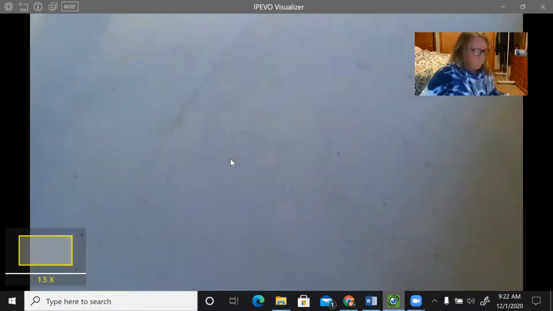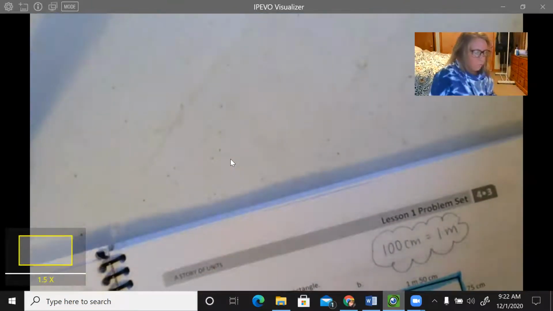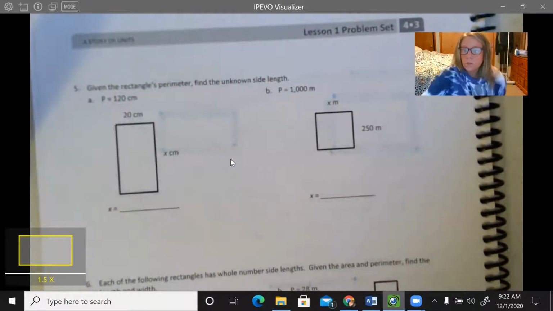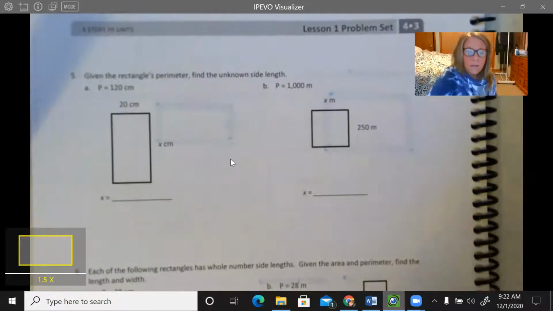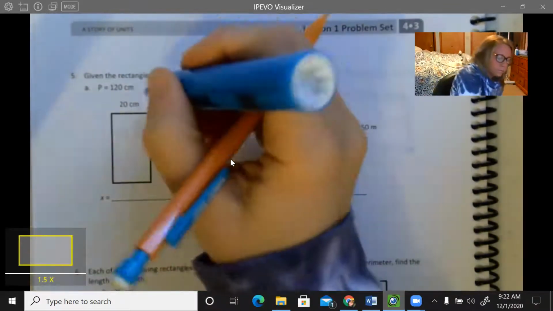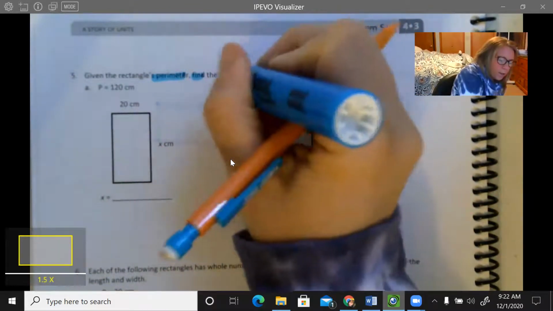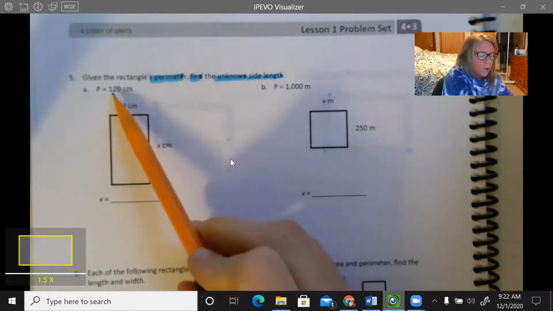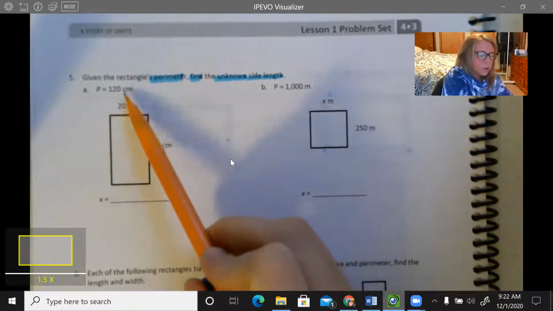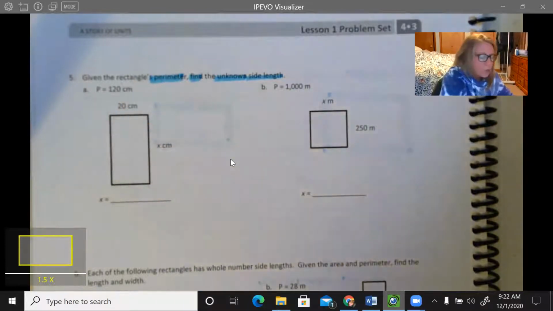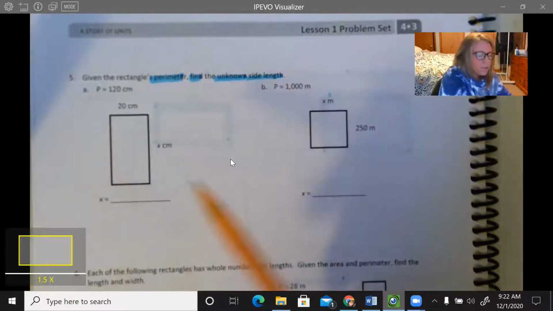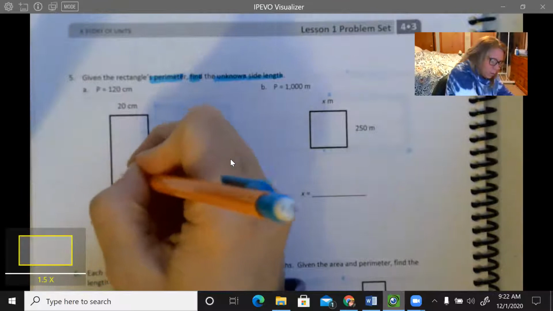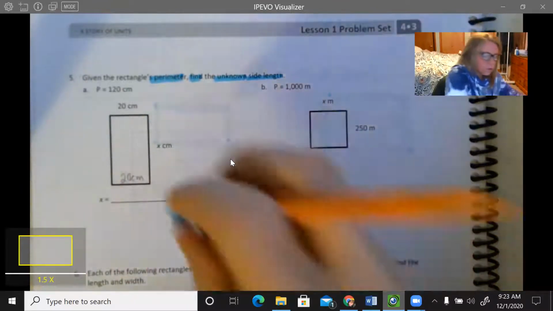Okay. So we did 2, 3, 4, and we still have number 5, which only leaves you with 2 questions left. Given the rectangle's perimeter, we have to find the unknown side length. So now we're going the whole way around. So I know that the whole way around this rectangle is 120 centimeters. I know more than what they've given us here. 20 centimeters, my unknown. I know this opposite side's equal. So that's 20 centimeters, and this one's also unknown.